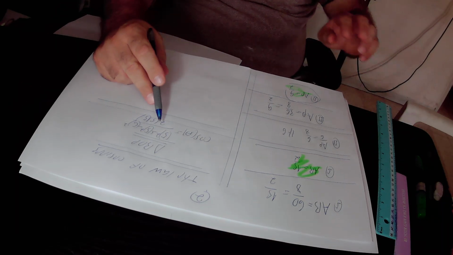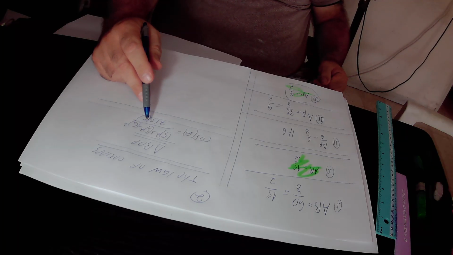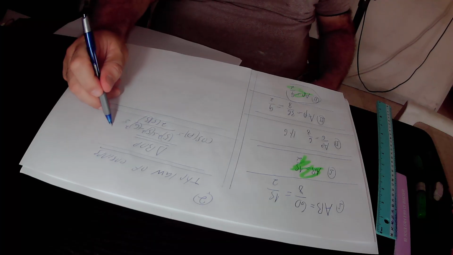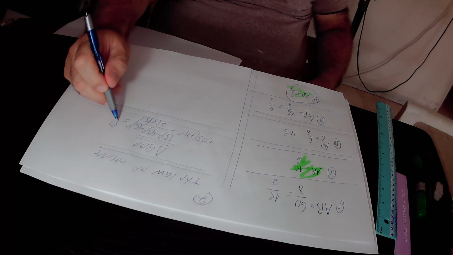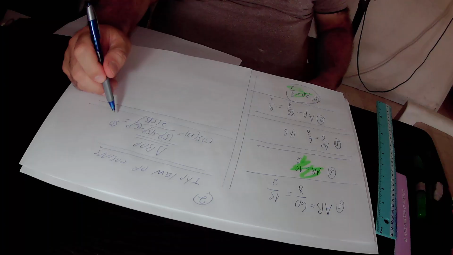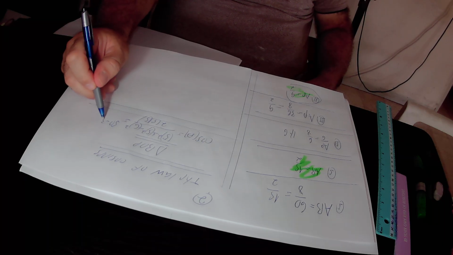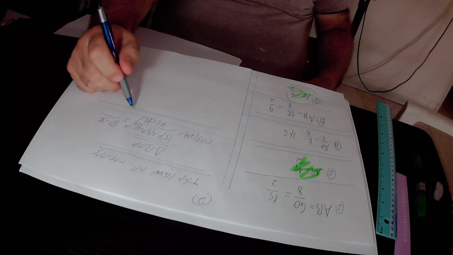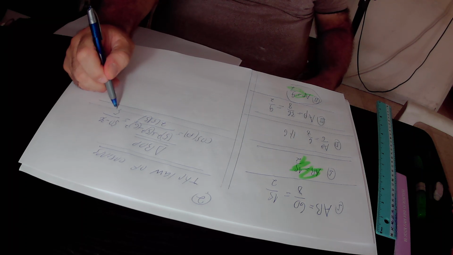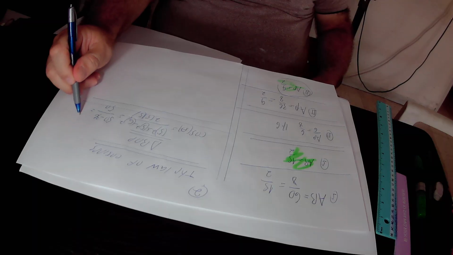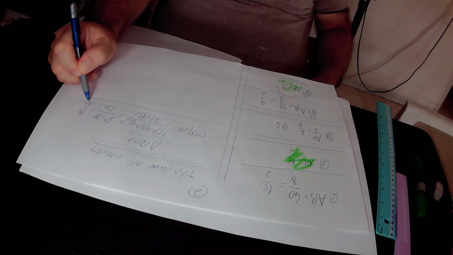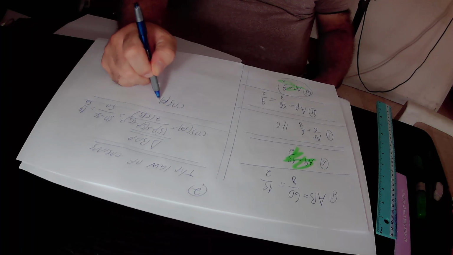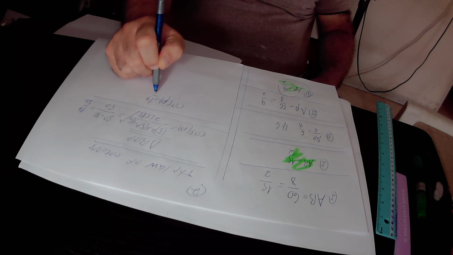Cosine theta equals 5 squared. 5 squared is 25, plus 5 squared, that is 25. 25 plus 25 is 50. Minus 6 squared. 6 squared is 36. Therefore it is minus 36 over 2 times 5 times 5. 2 times 5 times 5 is 50. 50 minus 36 is 14 over 50. So in total we find that cosine theta equals 14 over 50.